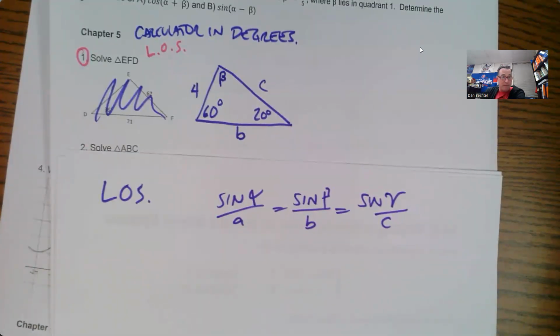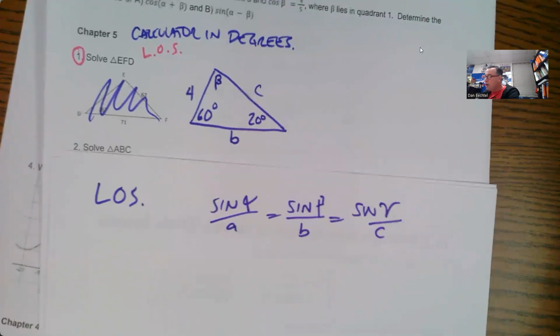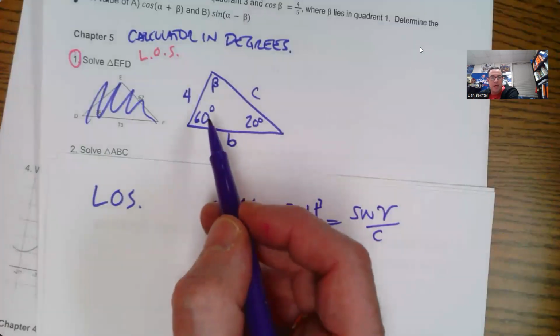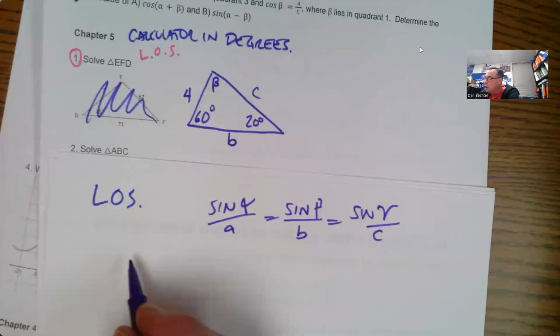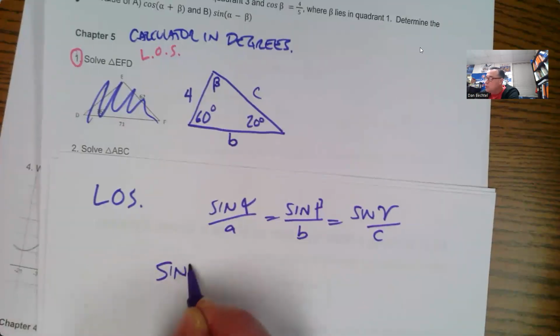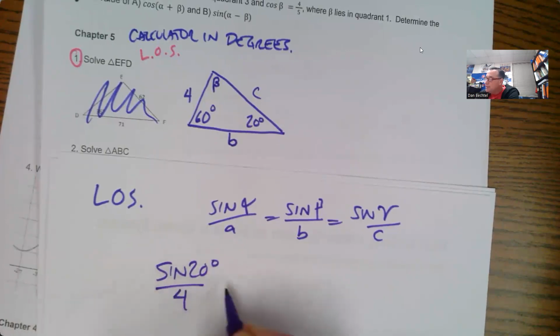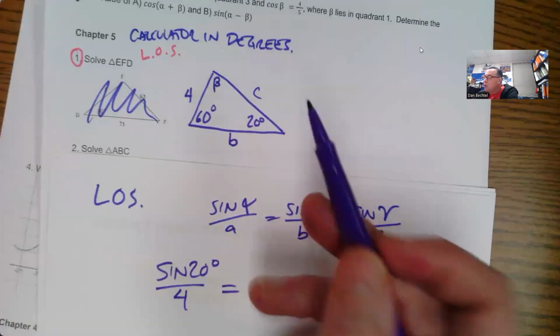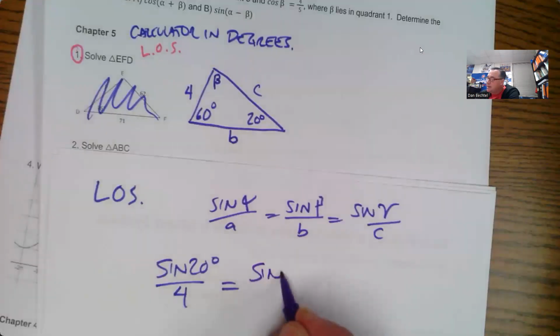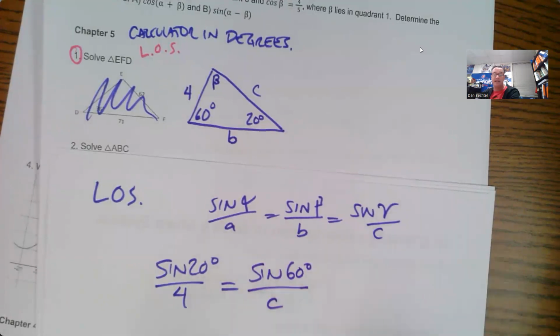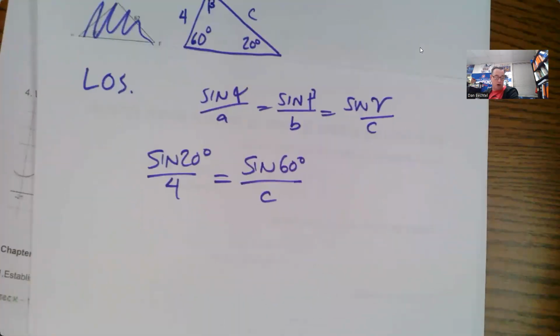Okay. So with that being said, this is what I got to do. I got this triangle right here. I have a pairing here with the 20 and the 4. So I can start off by saying that the sine of 20 degrees over 4 is equal to, now, I don't have side C here, so let's use the 60, the sine of 60 degrees over C. All right, that being said, I can completely use this to find our value.